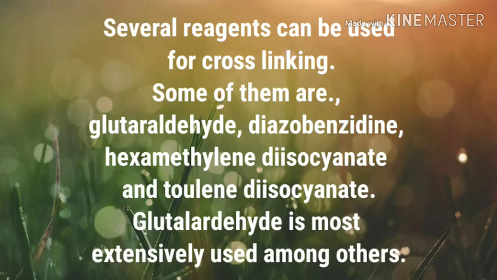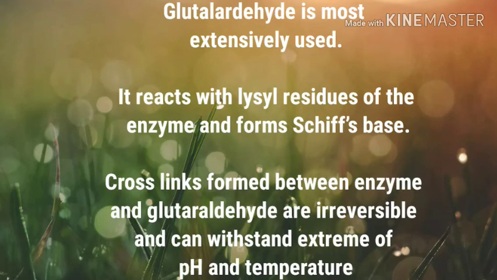Several reagents can be used for cross-linking. Some of them are glutaraldehyde, diazobenzidine, hexamethylene diisocyanate and toluene diisocyanate. Glutaraldehyde is most extensively used. It reacts with lysyl residues of the enzyme and forms Schiff bases. Cross-links formed between enzyme and glutaraldehyde are irreversible and can withstand extremes of pH and temperature.